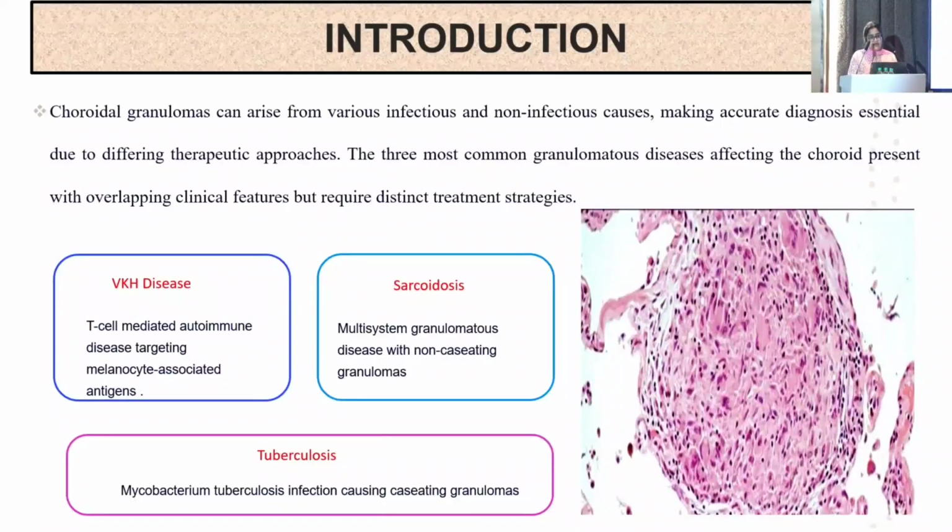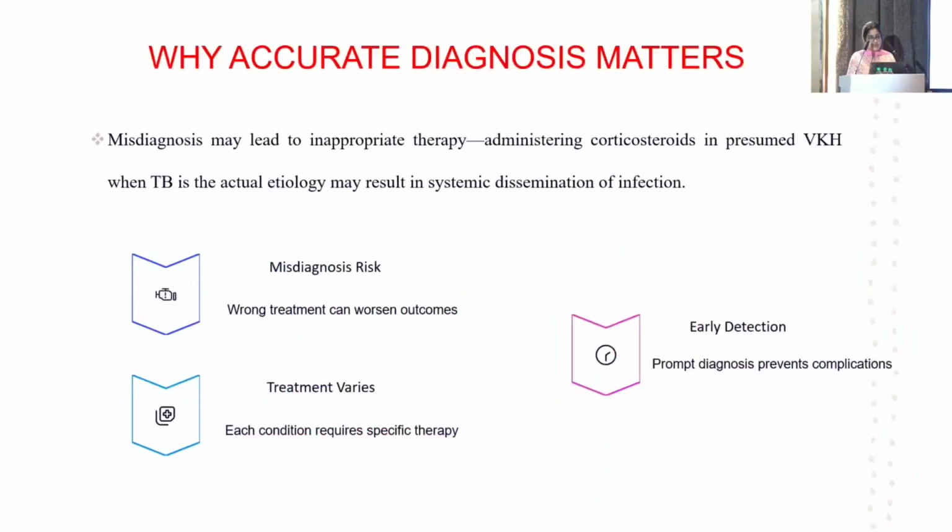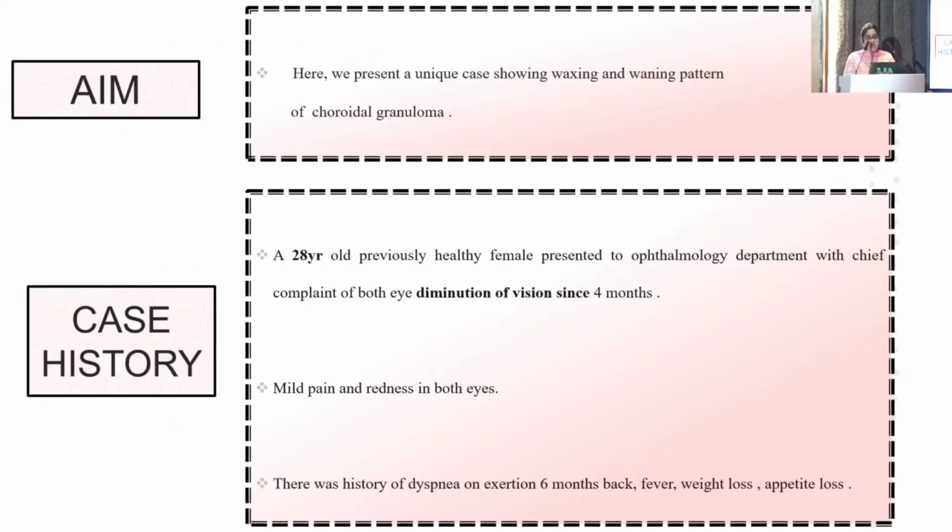The three main granulomatous conditions kept in mind during diagnosis of choroidal granuloma mainly include VKH disease, sarcoidosis and tuberculosis. Accurate diagnosis matters, as misdiagnosis may lead to inappropriate therapy, like administering corticosteroids in presumed VKH when TB is the actual etiology, which may result in systemic dissemination of infection. So the aim of our case was to present a unique case showing waxing and waning pattern of choroidal granuloma.